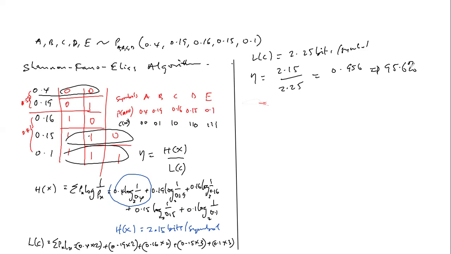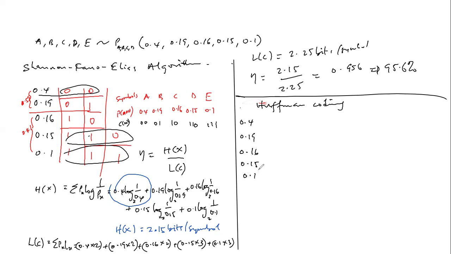That's using the Shannon-Fano. So let us quickly compare with the Huffman coding, and then we could wrap up the class. Now, in Huffman coding, we actually perform two major steps, reduction and splitting. In the first case, what we have to do is arrange the probabilities in order of decreasing probability: 0.4, 0.19, 0.16, 0.15, 0.1. Then reduce the two least probable symbols to one symbol with their combined probability. So we add these two together, and we get 0.25.